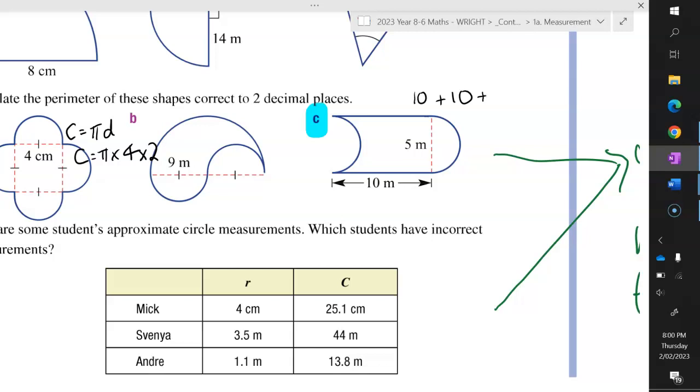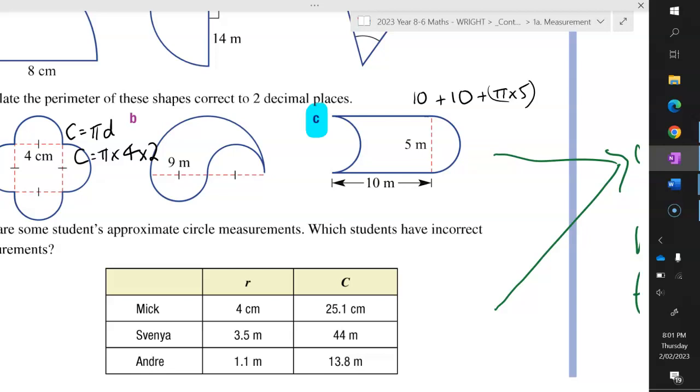So the perimeter would be 10 plus 10 plus the circumference of a whole circle, which we said is pi times d, which in this case would be pi times 5. So we'll do this part first, and then we add on those 2 together. So if you pop those in your calculator, you'll get the right answer. And it'll be similar for the second one.